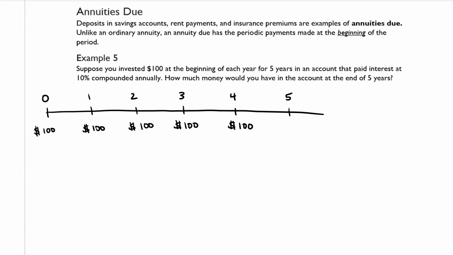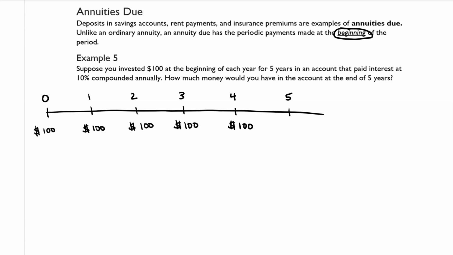All right, so now we are going to talk about annuities due. Previously, we talked about ordinary annuities, but this is a different kind of annuity. Deposits in savings accounts, rent payments, and insurance premiums are typically examples of annuities due. Unlike an ordinary annuity, an annuity due has the periodic payment made at the beginning of the period. So that is the difference between the two. That's the important thing that you need to look at there.